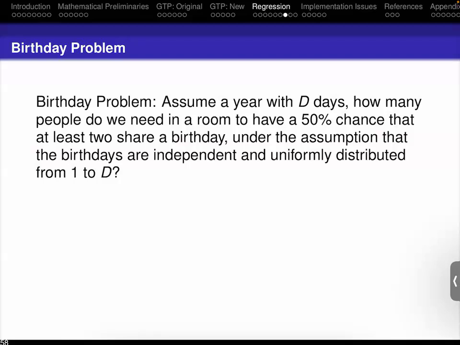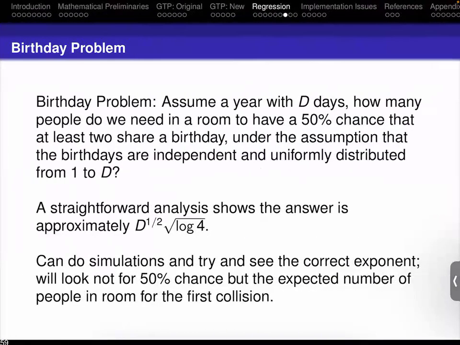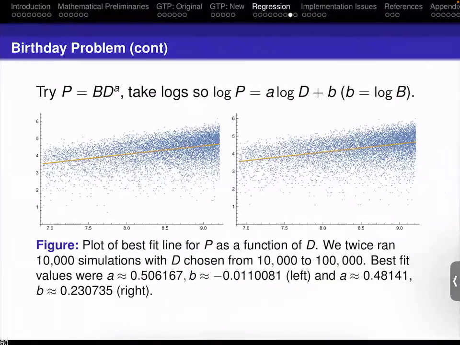in sports. But if we assume that things are uniformly distributed, we talked in class that it's roughly proportional to the square root of the number of days in the year. It was actually d to the 1/2 times the square root of the log of 4. We could try to do this with simulations and try to see, could we predict this? And so if we take logarithms, so we want the probability, some constant times d to the a, so the log of p is a log d plus b. When we did this, we got a was about 0.506, which is pretty close to a half. I did it with, I think twice, 10,000 simulations with d chosen from 10,000 to 100,000.